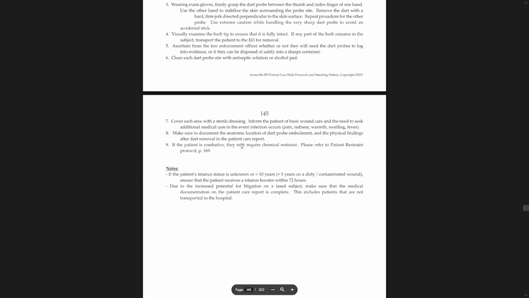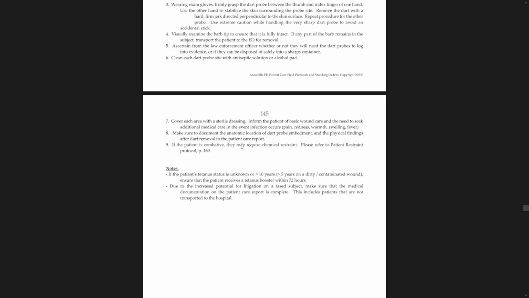Clean each dart probe site with antiseptic solution or an alcohol prep pad. Cover each area with a sterile dressing. Inform the patient of basic wound care and the need to seek additional medical care in the event of an infection. Make sure to document the anatomic location of the dart probe's embedment and the physical findings after dart removal in the patient care report.